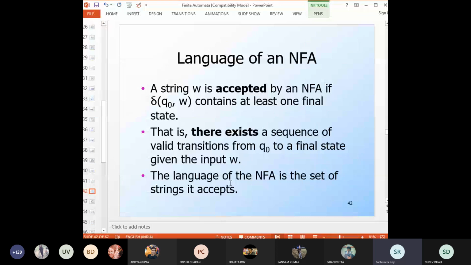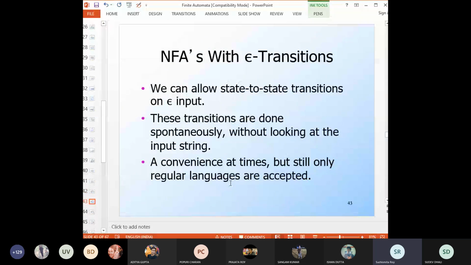I hope you understand the difference between NFA and DFA. Please remember, our ultimate target is DFA. But sometimes we have to start with an NFA because it is easier to draw an NFA than a DFA at the first attempt. In the next class, we'll start with NFAs with epsilon transitions. Today we'll stop here. Thank you very much.